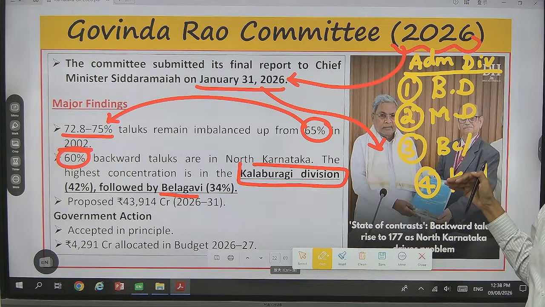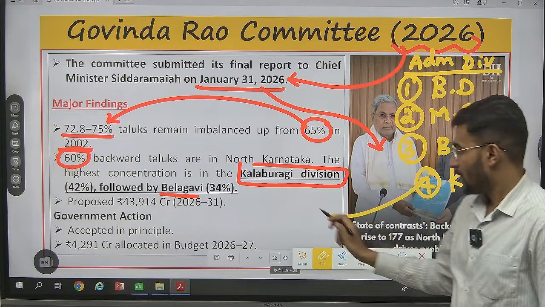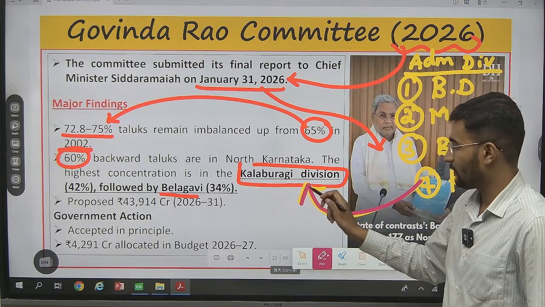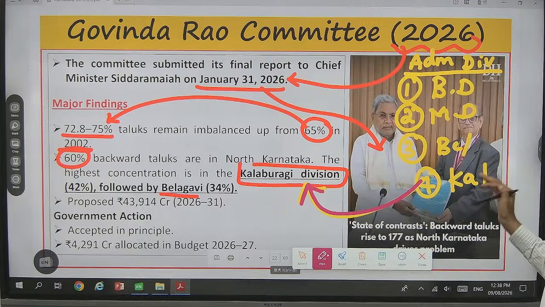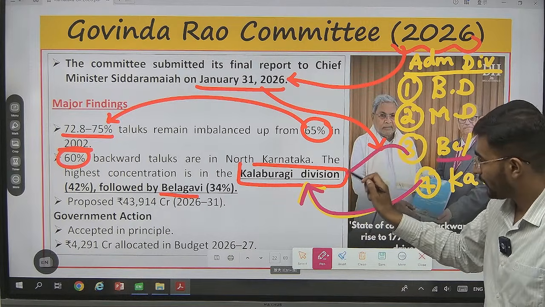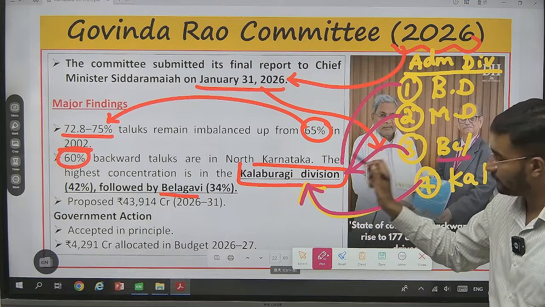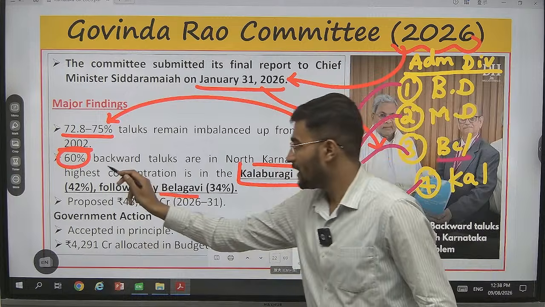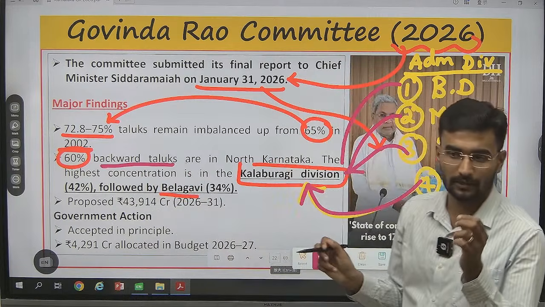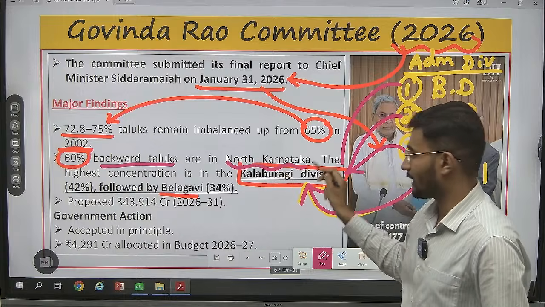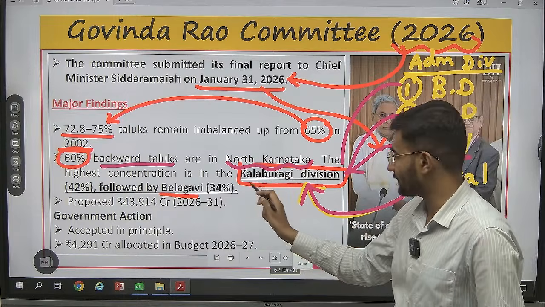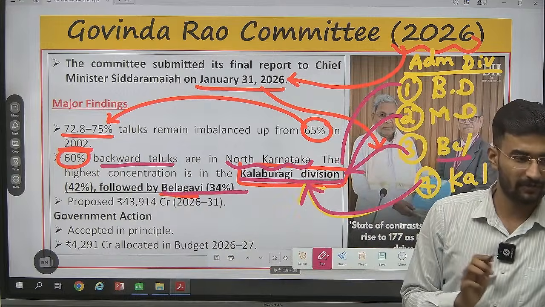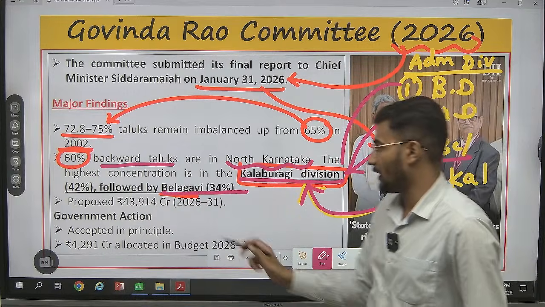There are 4 divisions. Where are the most backward taluks? It is where? It is Kalburgi division. Done. 60% of backward taluks are found in North Karnataka. Especially the highest concentration is where? Kalburgi division, followed by which one? Belagavi division.